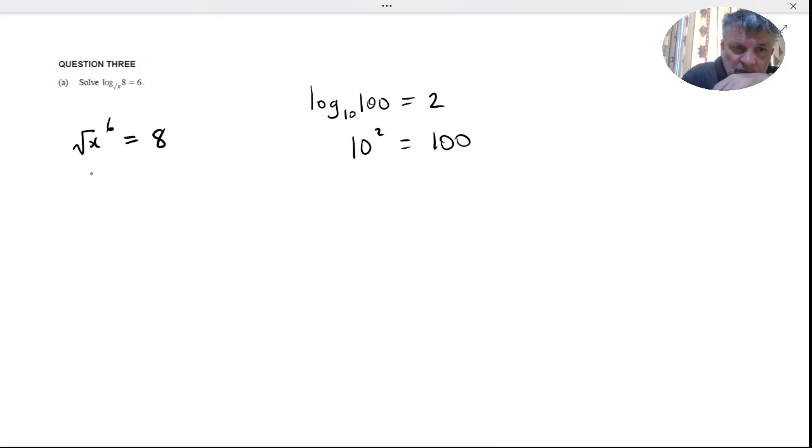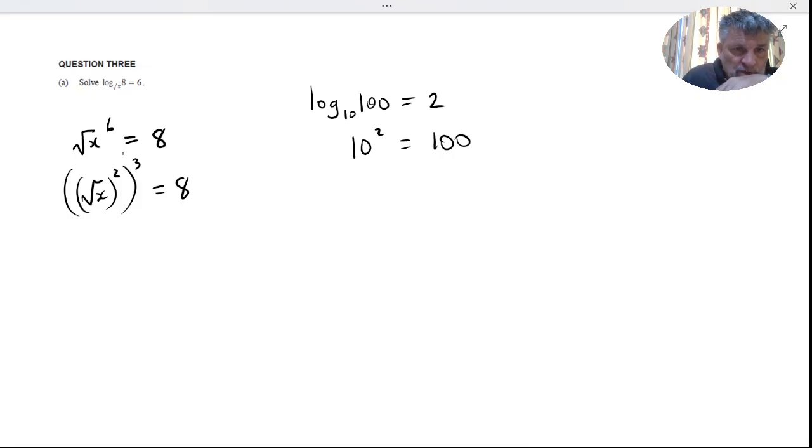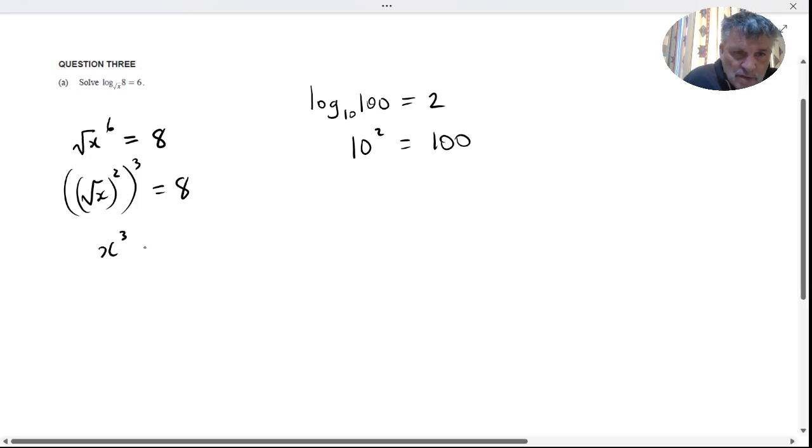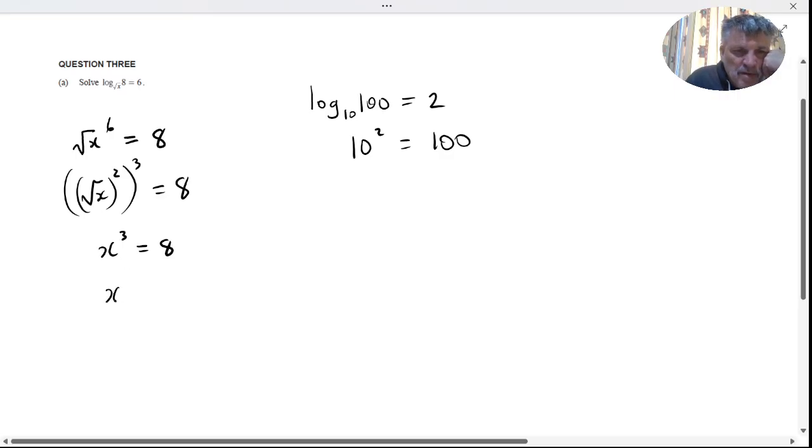If I square root x, I get x. So root x squared to the power of 3. Squared will get rid of the square root. 2 times 3 is 6, so I can break that up. Power of a power you multiply, so this is the same as x cubed equals 8. You could do that with logarithms, but this is such a common one that you probably should remember that if x is 2 cubed, 8 is 2 cubed. Comes up quite often.